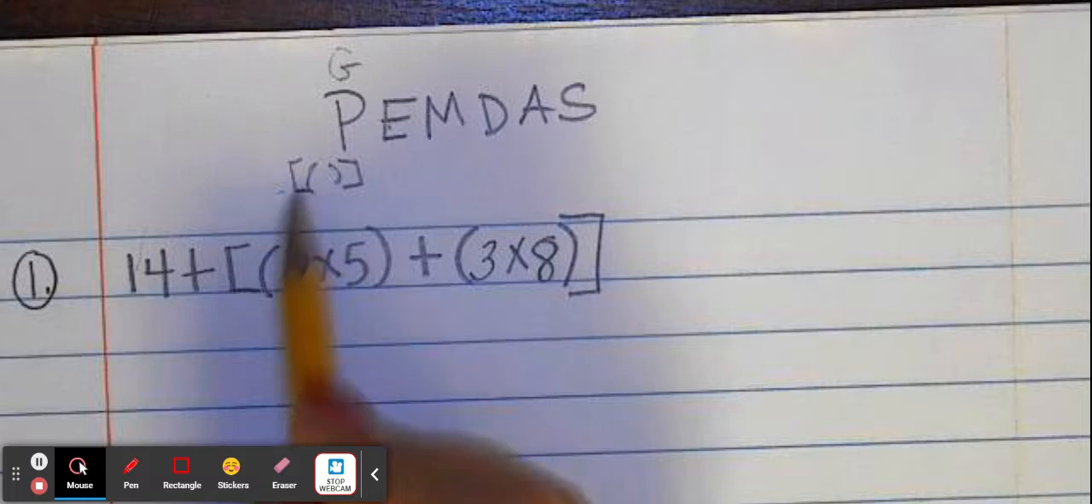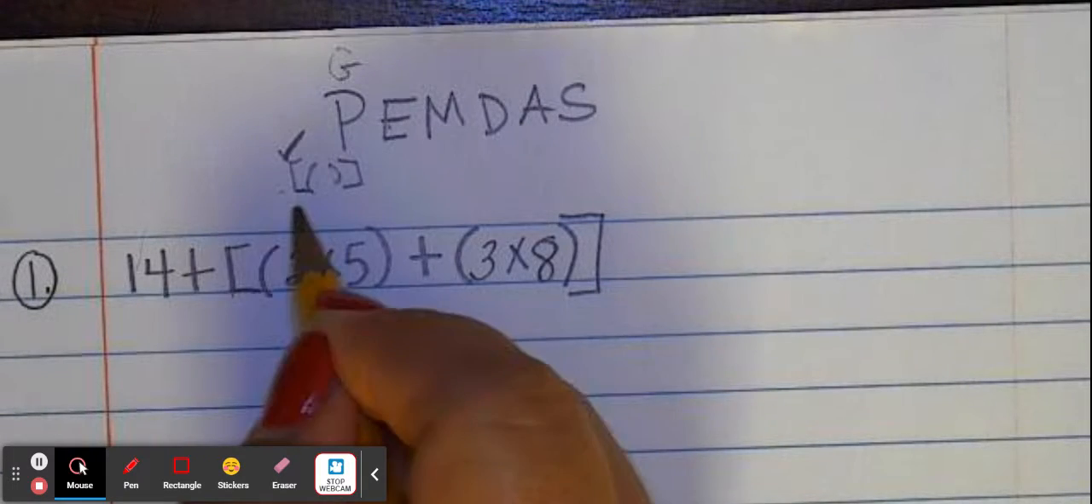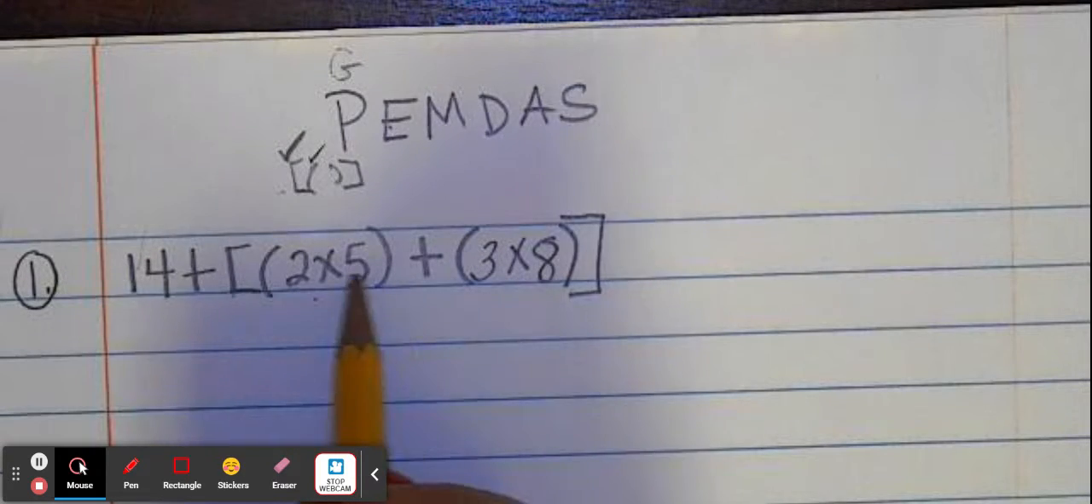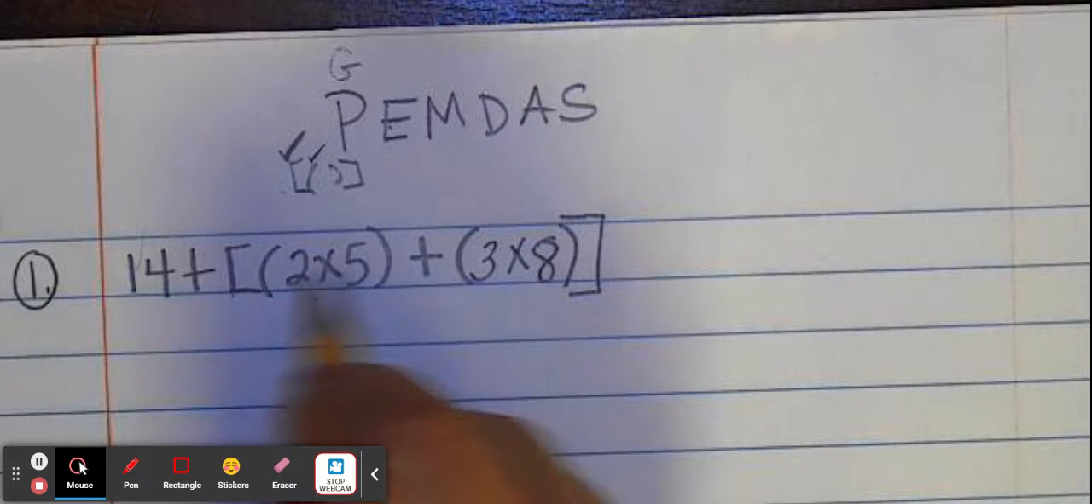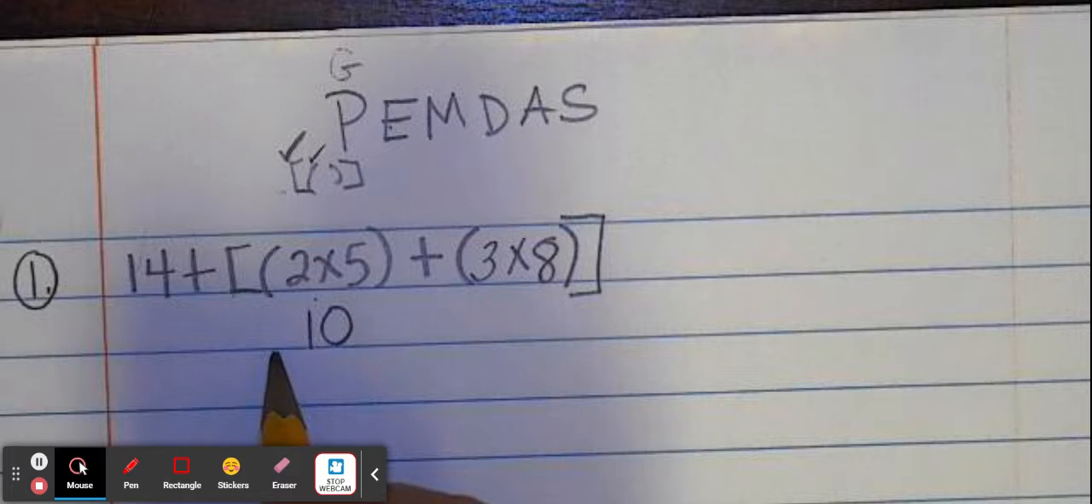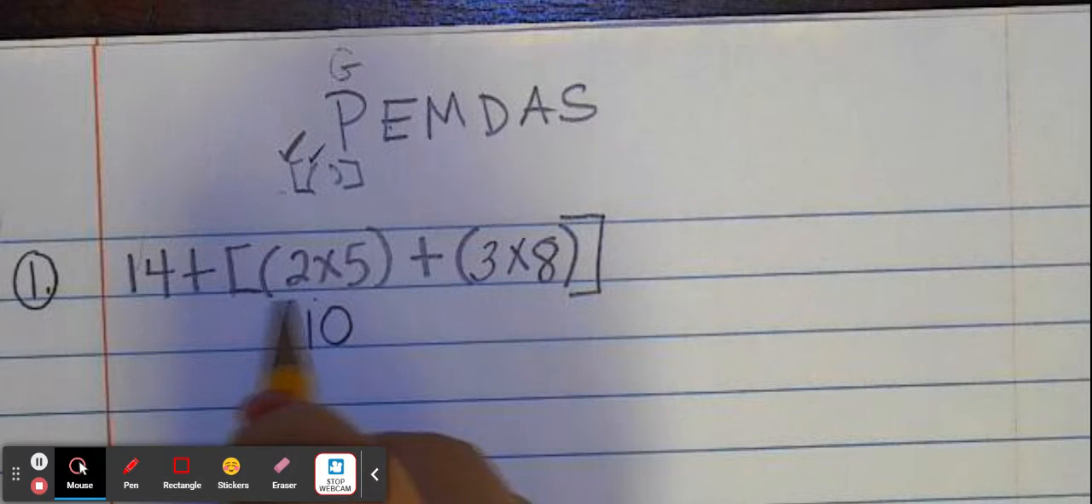First thing, I'm looking to see, yes, I do have brackets. Okay, check. In the brackets, yes, there are parentheses. Check. First thing that I see is 2 times 5. So I'm going to the brackets first. So 2 times 5 equals 10. Since I'm done with these parentheses, I'm going to bring down my bracket.